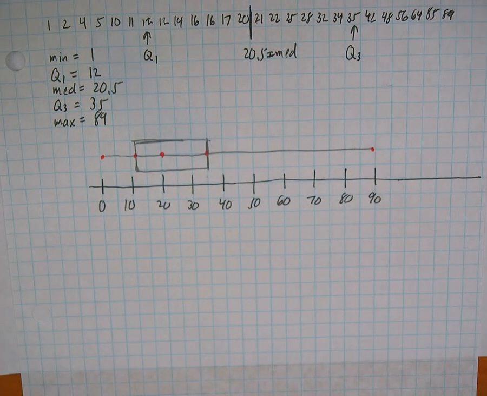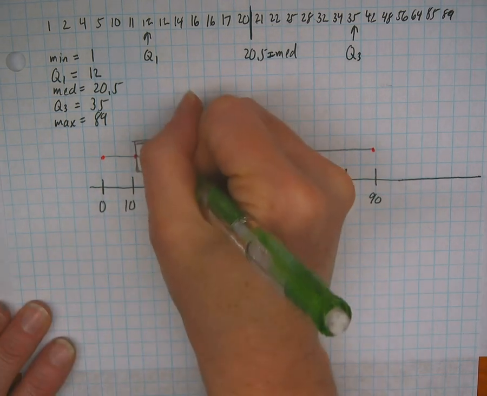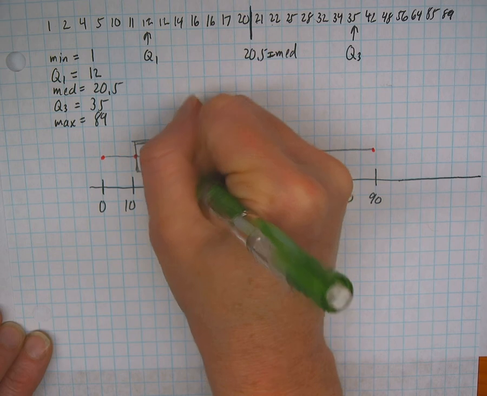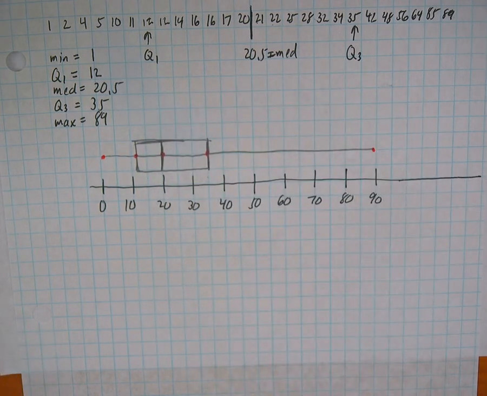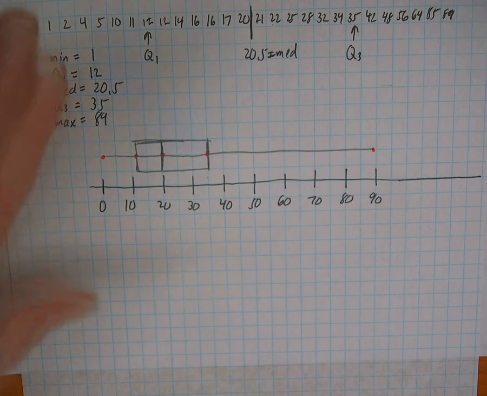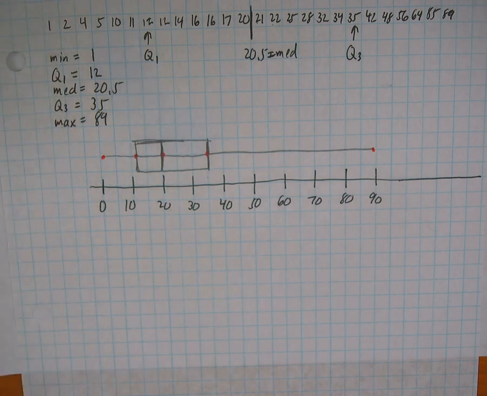Okay. So, oops, one more line I forgot to draw. There we go. So that is my box and whisker plot for this set of data. There's actually a little bit more that we can consider. So this is review. We have done this before. Now we're going to talk a little bit about a couple new things.